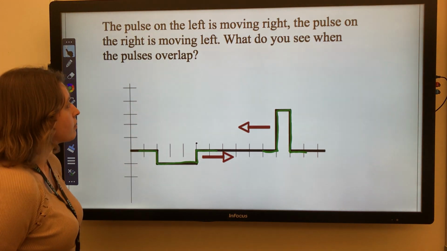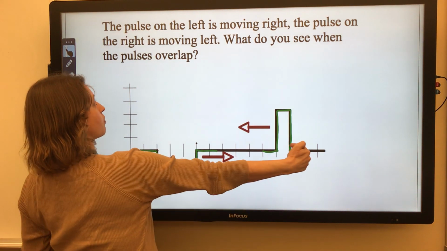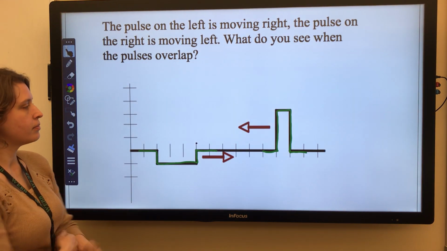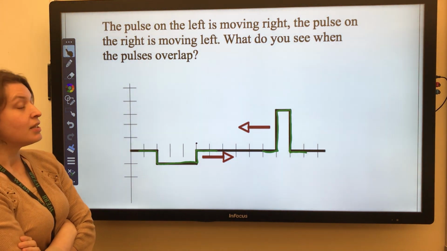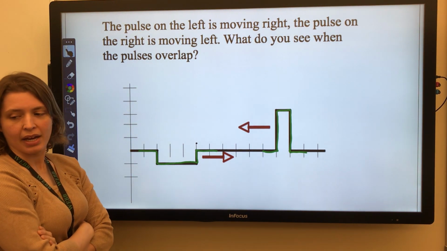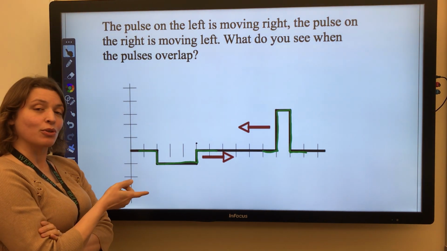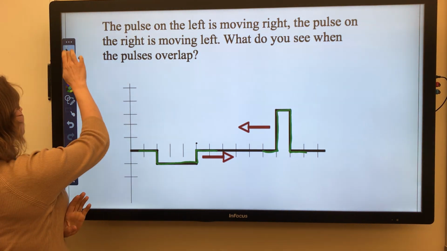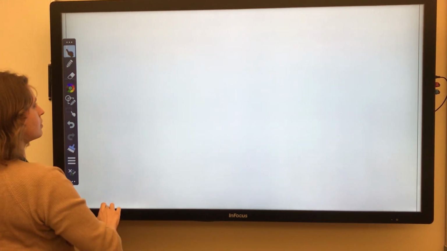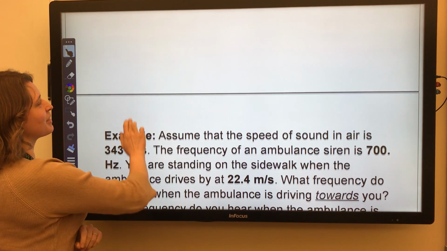But I like this one. So the pulse on the left is moving to the right, and the pulse on the right is moving to the left. What do you see when the two pulses overlap? I could have you just draw it out. You might want to try drawing it out now. If you want, you can pause the video and then try to draw it out. I'm going to scroll to the next page, which is going to have some answer options for you. Unfortunately I scrolled all the way to the end. Give me just a second.